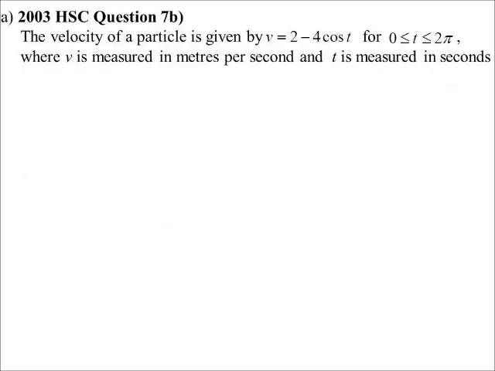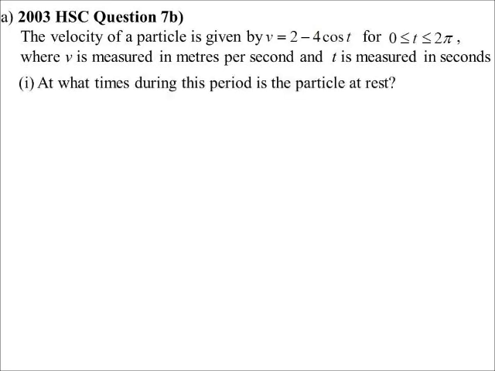Let's have a look at some HSC ones. So 2003, again we have a trig graph where v is measured in meters per second. At what times during this period is the particle at rest? Well, this is just solving a trig equation, isn't it? I mean, just saying when is velocity equal to 0?